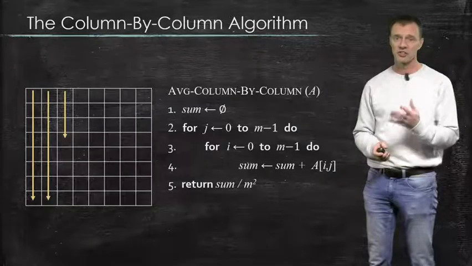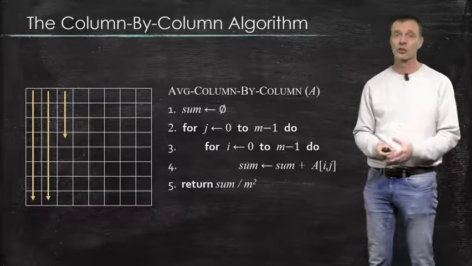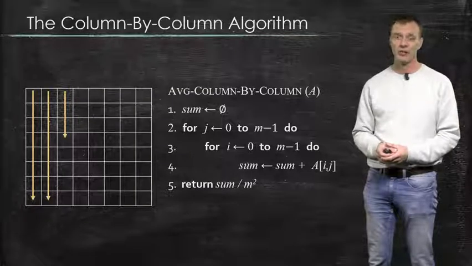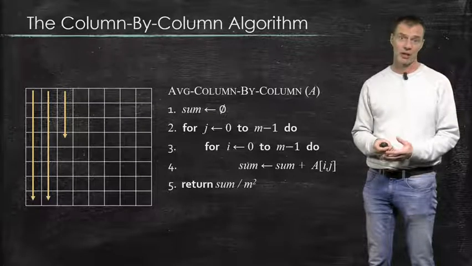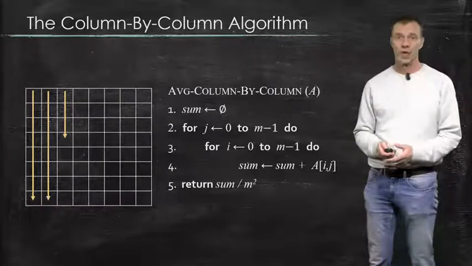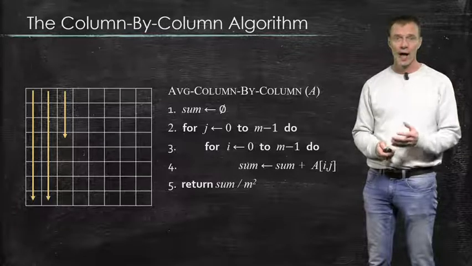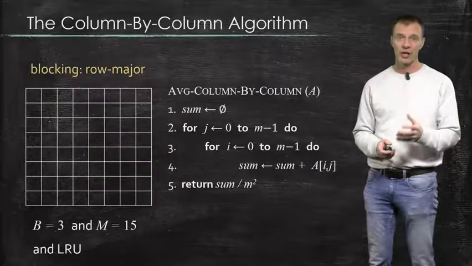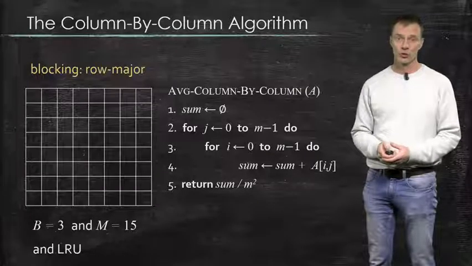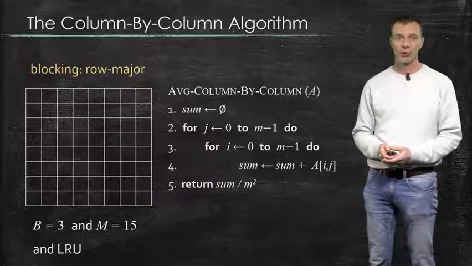Here's the algorithm. It simply scans over the array, adds all the values it encounters, and then divides the total value by the number of cells in the array. To analyze the I/O behavior of this algorithm, it's important to know how the blocks are formed. So here we assume that the array is stored in row major order. So that means that the blocks are formed in the following way.